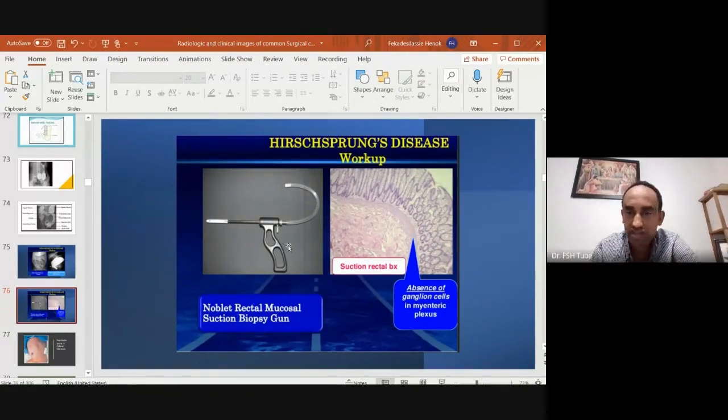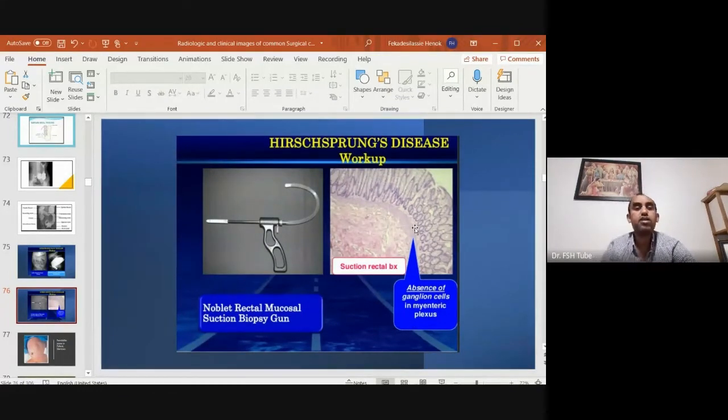I have never seen this device, but it is called a rectal mucosal suction biopsy gun. I have taken biopsies, but what we do is use an anoscope, find the rectum, and take a biopsy from the rectum. I did that when I was rotating through pediatric surgery as a general surgery resident. We didn't have this rectal mucosal suction biopsy gun. Then it has to be sent to pathology, and they will tell you the ganglia are missing.